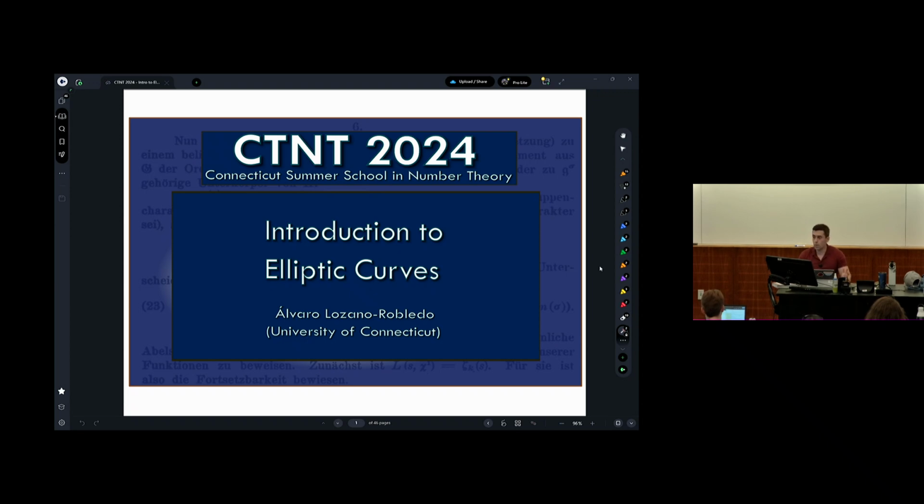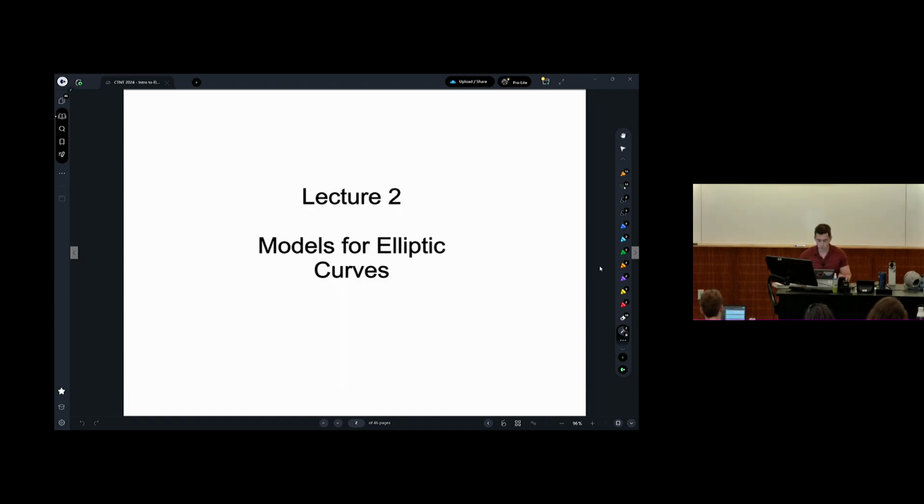Okay, so welcome to the second lecture on elliptic curves today. We're going to be talking about models for elliptic curves, and we've talked a little bit about models in the Magma session, but I'm going to start now going through elliptic curves just a little bit slower than in that whirlwind of a first talk.